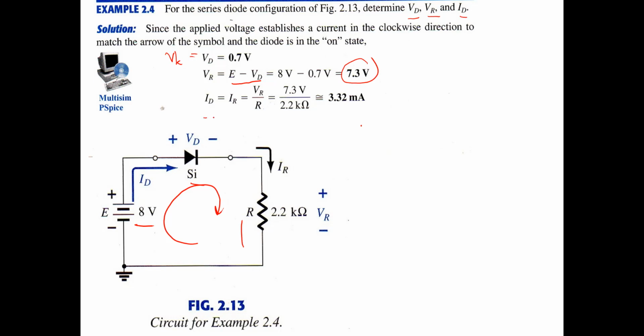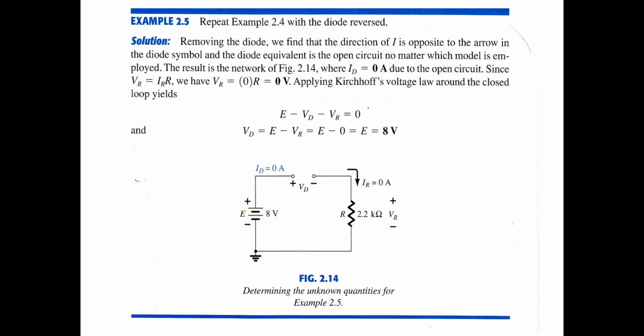And then ID is equal to IR, which is VR divided by R. VR is 7.3 and R is 2.2 kilo ohm. So we have ID is 3.32 milliampere. Okay, and repeat if the diode is reversed. If reversed, the diode is off, so there is no current flow, or ID is equal to 0.